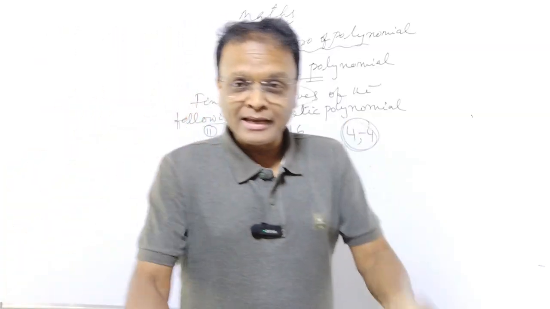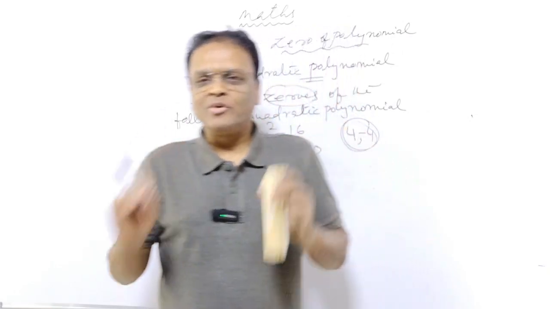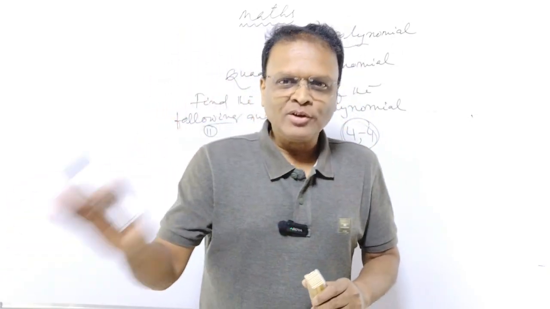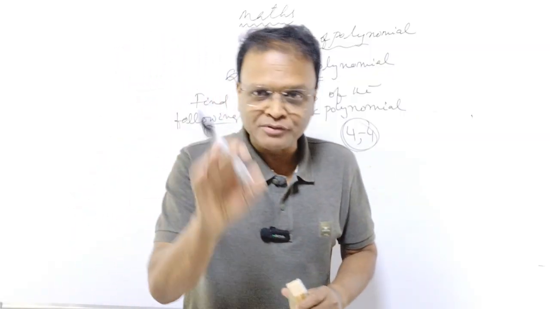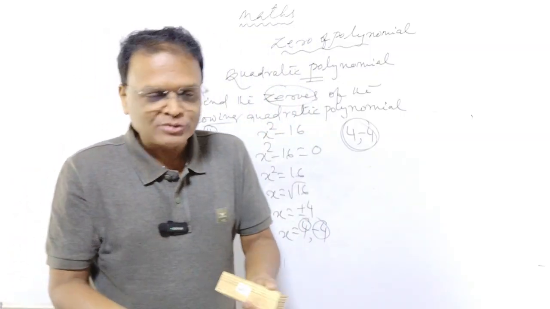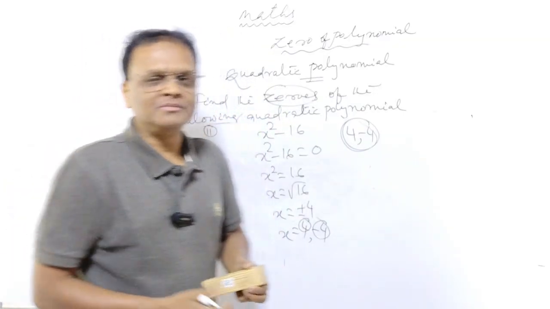Very simple. Again I repeat, try to instill it in your brain. Zeros of the polynomial means nothing, only you have to find x. Most of the students are getting confused with this. They are not getting what 'find the zeros of the polynomial' means. What is the meaning of this?